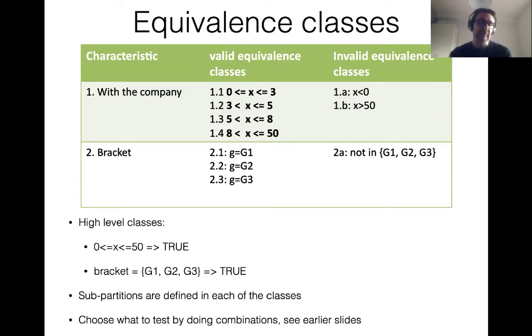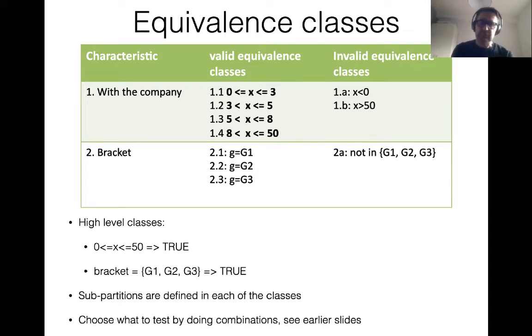And then for bracket, we have the 3 brackets. So this was discrete, so it's very simple. We have 3 valid equivalence classes, and then we have an invalid equivalence class, which is you are in some other bracket, which was not one of these 3. And we have high-level classes. So you can see that the valid class for characteristic 1 is between 0 and 50, and the valid bracket is G1, G2, G3. And then we have the sub-partitions that we discussed.